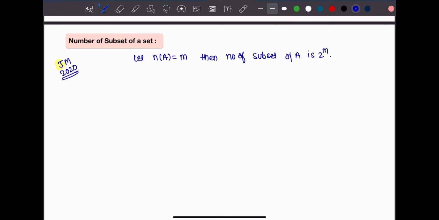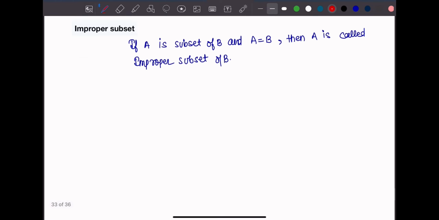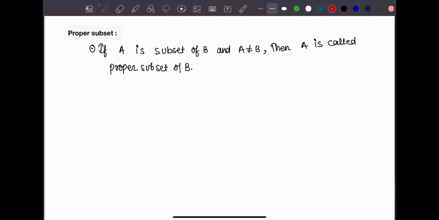Let's take a small example. We say here that we have a set A, in that the elements are 1, 2, 3, 4, then the number of subsets of A, our answer is 2 power 4, which is equal to 16. Moving towards the next definition.